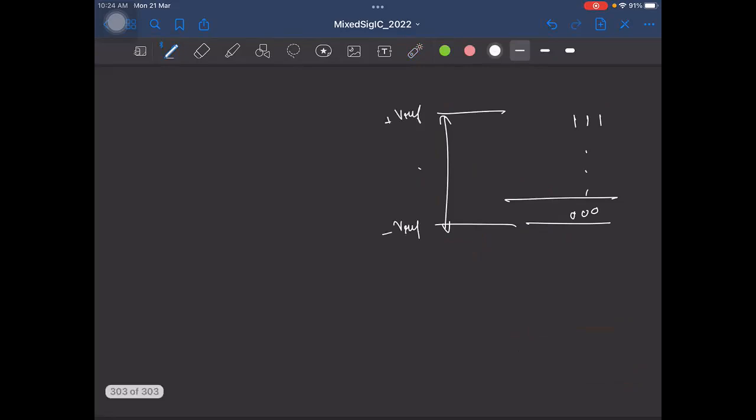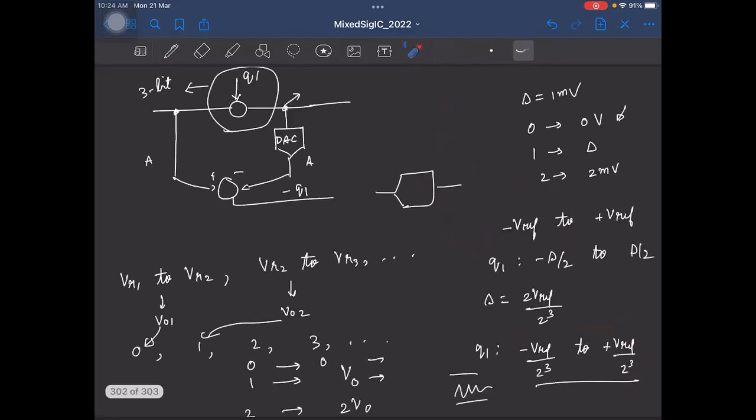So now what do you think needs to be done here? What should be the gain of the amplifier? 8, right? So I'll just say it's G, I'll write it as 2 power 3. Now if I do this, the output is minus G times Q1, and minus G times Q1 will span from minus Vref to plus Vref. This is fine, right?